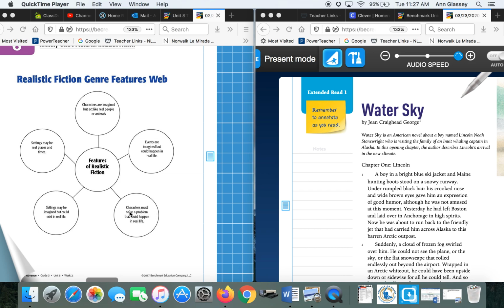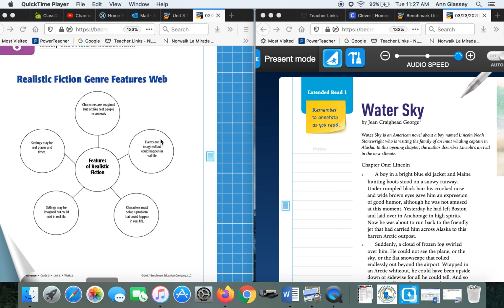In realistic fiction, the characters must solve a problem that could happen in real life, because fiction almost always has a problem that a character is overcoming. The settings may be imagined, like they might make up a fake town name, but the town could exist in real life. It's like a real town. The settings may be real places, like realistic fiction could happen in California or La Mirada, which is a real place, and it could be set in 2020, which is a real time.